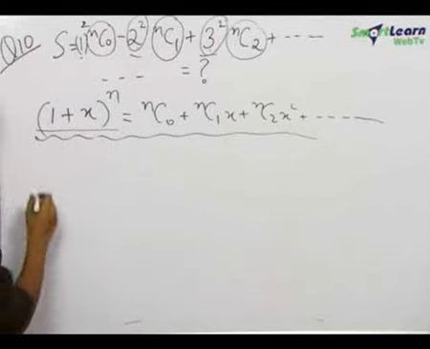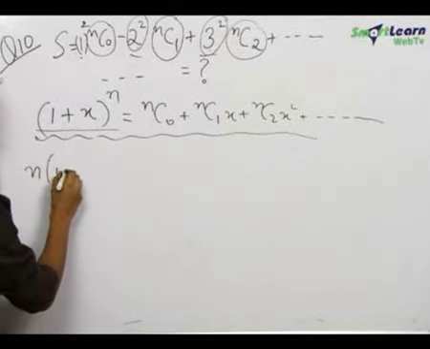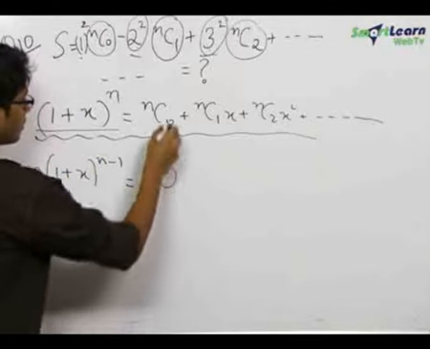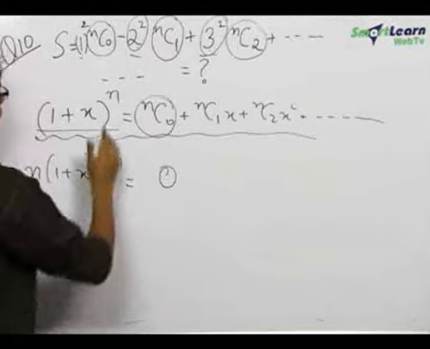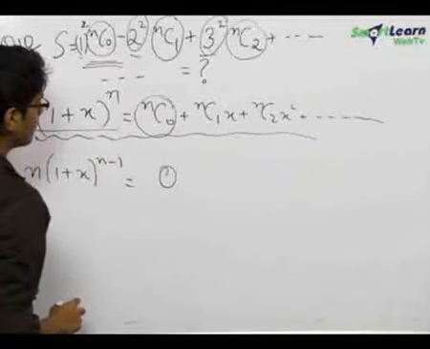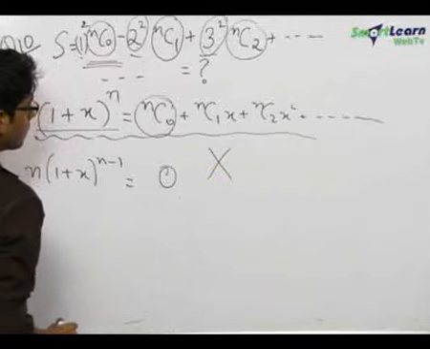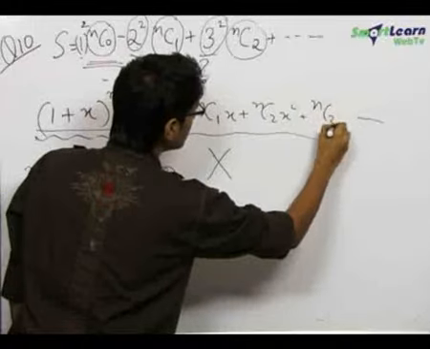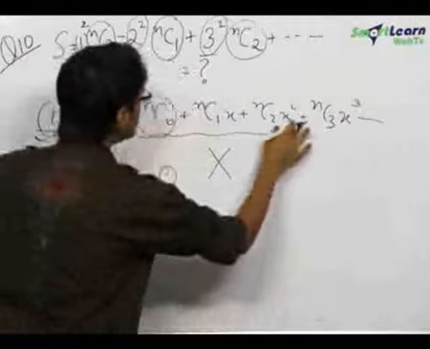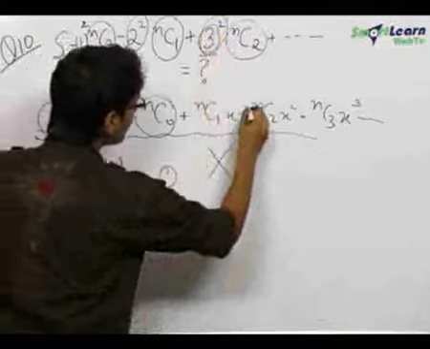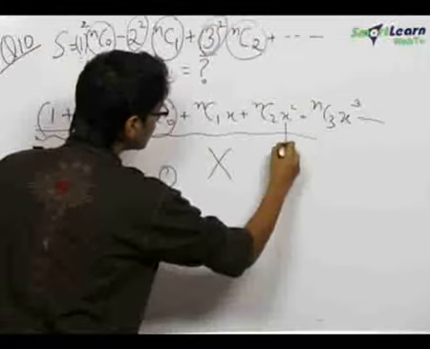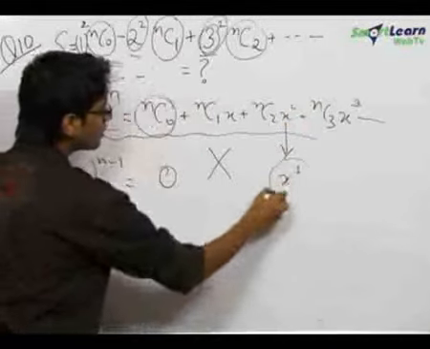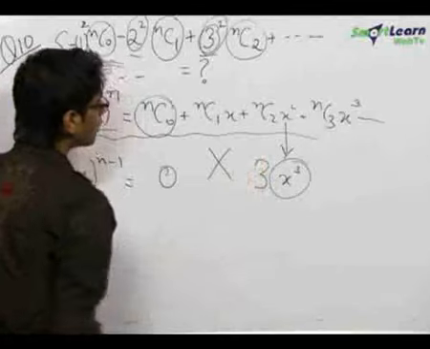Let us differentiate this. On differentiating, we get n into (1 + x)^(n-1) equals 0. Now nC0 becomes 0 and we need to find nC0 in our given expression, so this method is definitely wrong. The next term is nC3 x cube, and we need to have a 3 in front of nC2. So we can convert this x square into x cube. Then on differentiating this x cube, we can get a 3 in front of nC2.